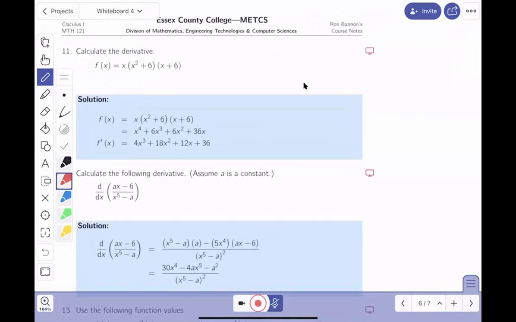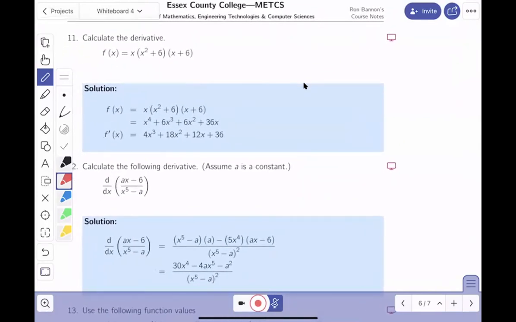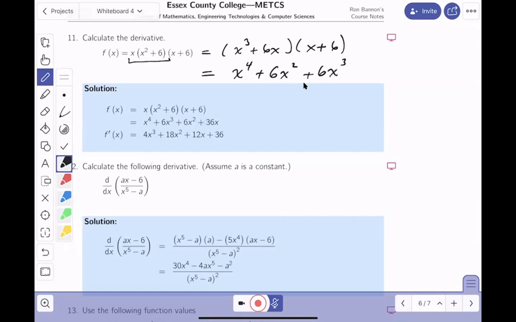And this is calculate the derivative. Again, I'm of the opinion that you should simplify this. And if I were to do that, I'll write this down for you. When I'm simplifying it, I would get x cubed, associating these two here, x cubed plus 6x times x plus 6. I'm going to multiply that out. You would get x to the 4th plus 6x squared plus 6x cubed plus 36x. Again, a lot of people box that thinking that's what we're supposed to do. No, you weren't even asked to do that. I did that to make my life easier.